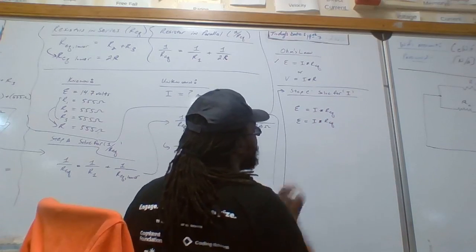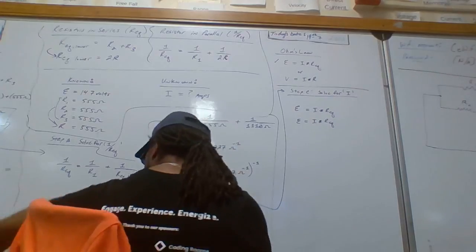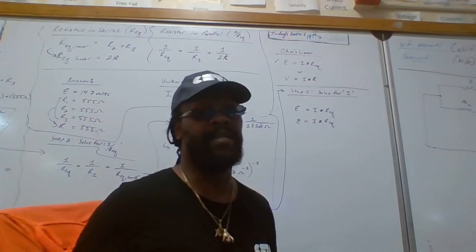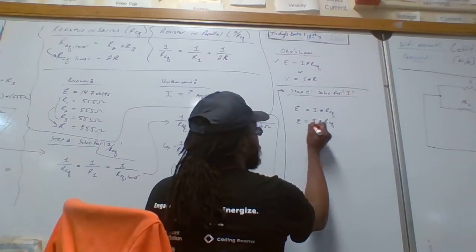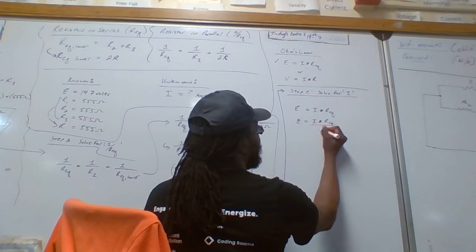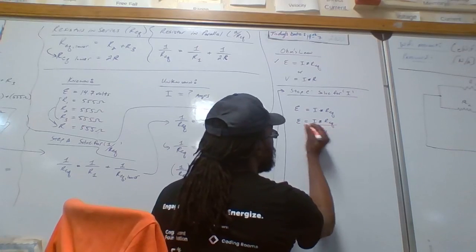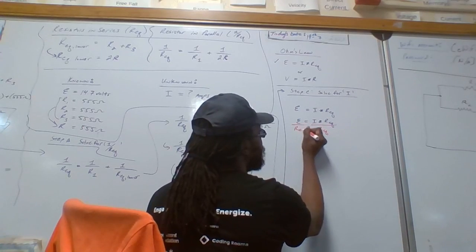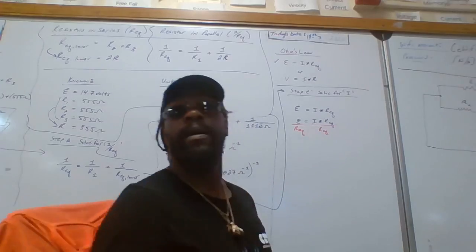You got the hang of that algebra. He said, hey, I'm going to divide by REQ because I want I by itself. So to do that, I'm going to divide by REQ. Once you do it to one side, you got to do it to the other.